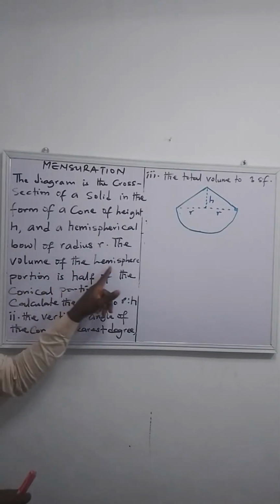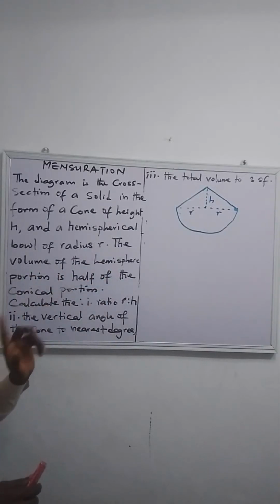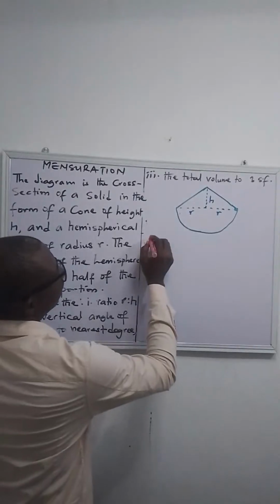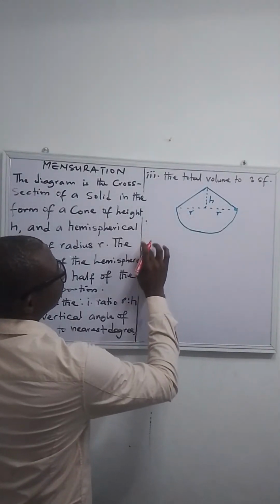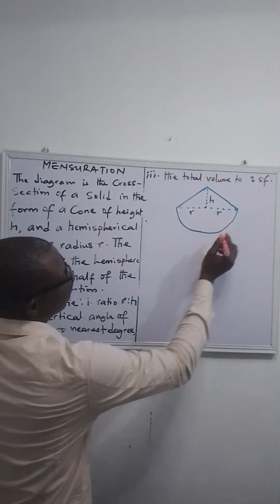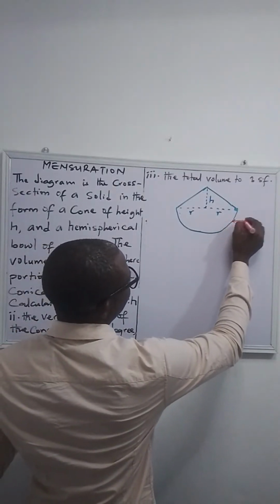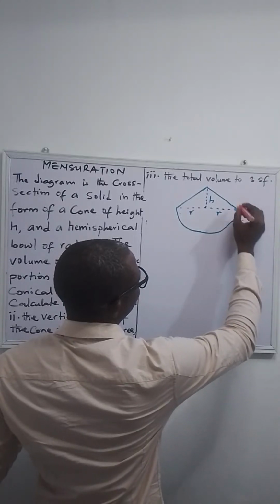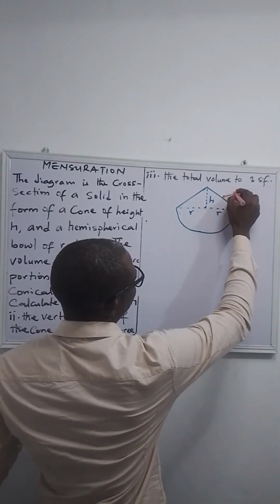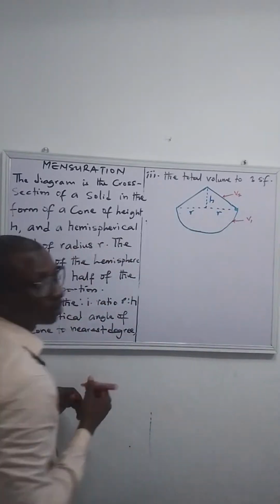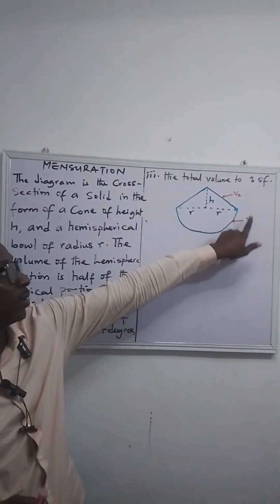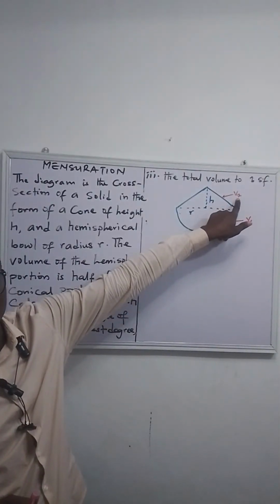Now the volume of the hemisphere is half of the conical portion. So now let's say the volume of the hemisphere, this volume here, let's represent that with V1, while the volume here we represent as V2. You get that now? So we have V1 for the hemisphere and V2 for the cone.